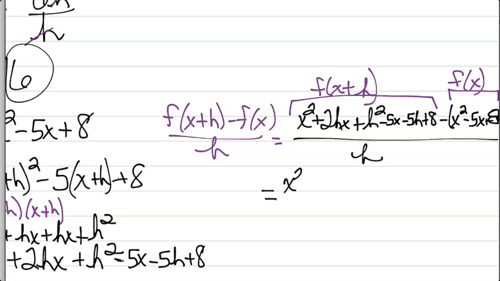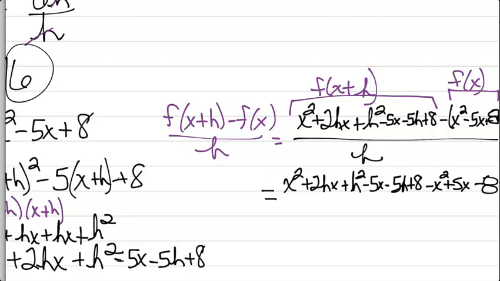So now I'm going to copy down that f of x plus h part, and then I'm going to distribute that negative. So I'm going to have a negative x squared plus 5x minus 8, because remember, I have to distribute the negative. This is a negative x squared. Negative times a negative is a positive 5x. And negative times a plus 8 gives me a negative 8. All of that is over h.